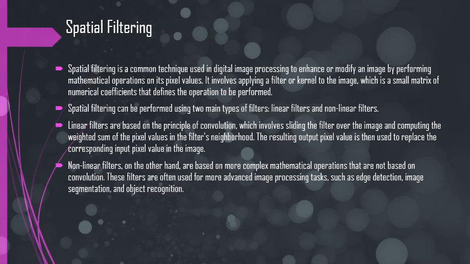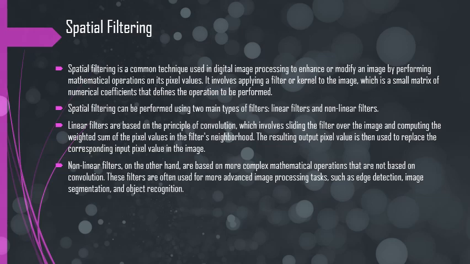spatial filtering. Spatial filtering is also another method which is used in digital image processing to enhance or to modify an image by performing mathematical operations on its pixel values. It involves applying a filter or a kernel to the image, which is a small matrix of numerical coefficients that defines the operation to be performed. Spatial filtering can be performed using two main types of filters. They are linear filters and nonlinear filters.